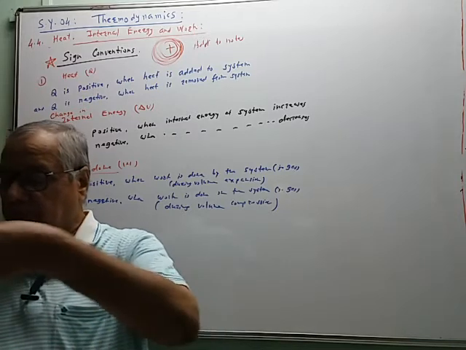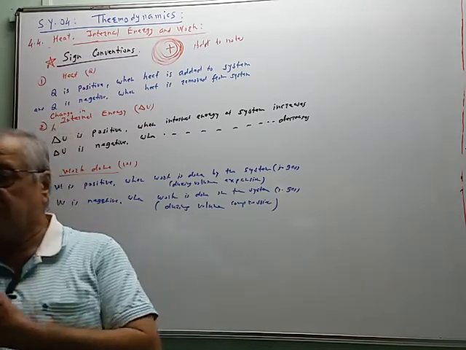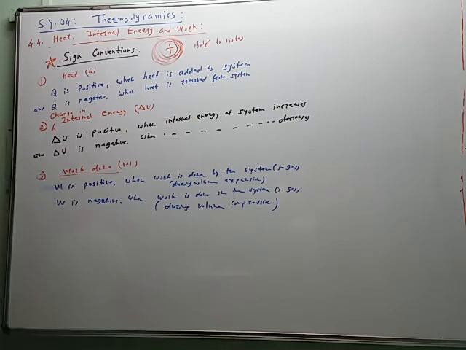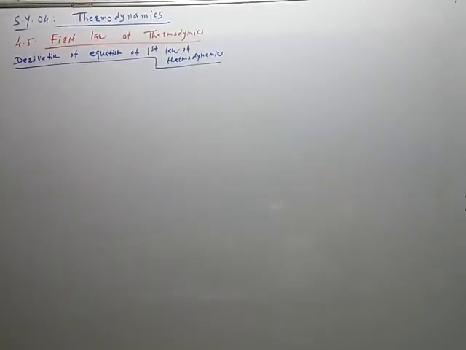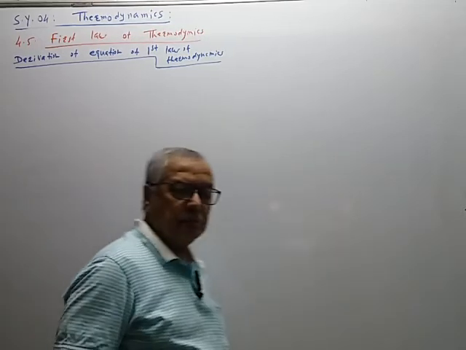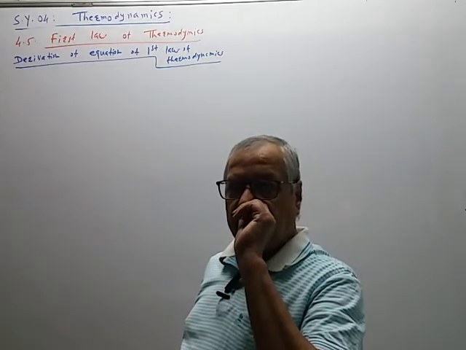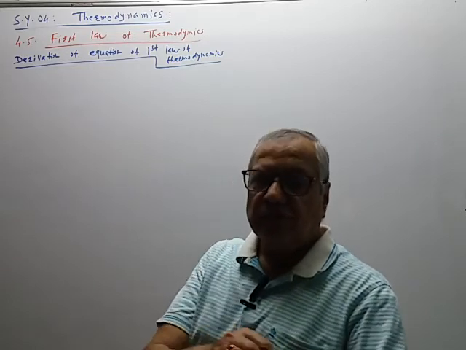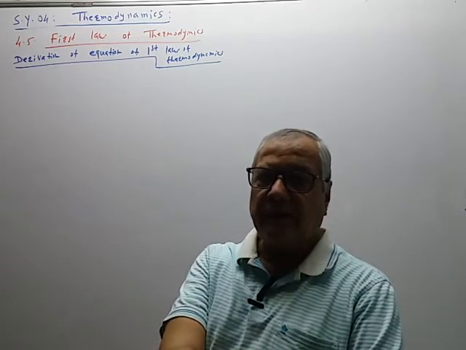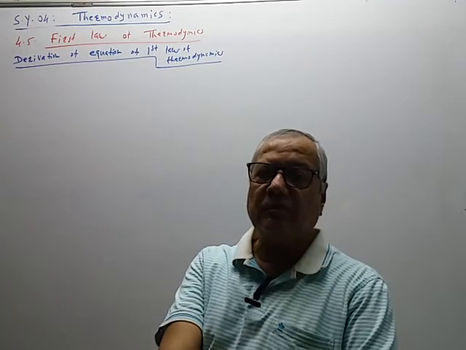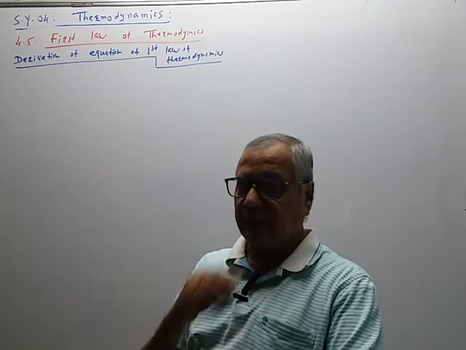Now remember these sign conventions. Now we know the zeroth law. It is related with thermal equilibrium of the system. Now we have to consider the first law, a very important law. Actually, it is a consequence of the law of conservation of energy. Energy cannot be created or destroyed, but it can be converted from one form to another form.